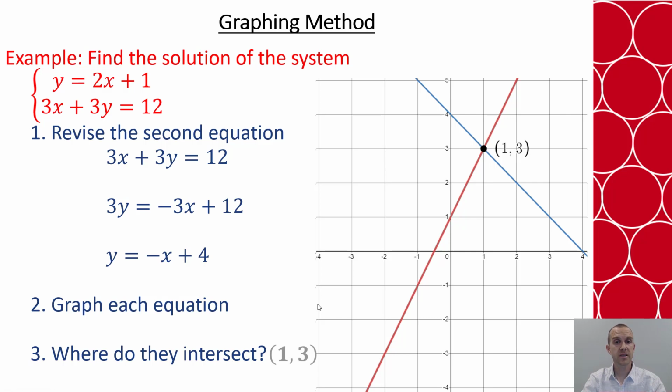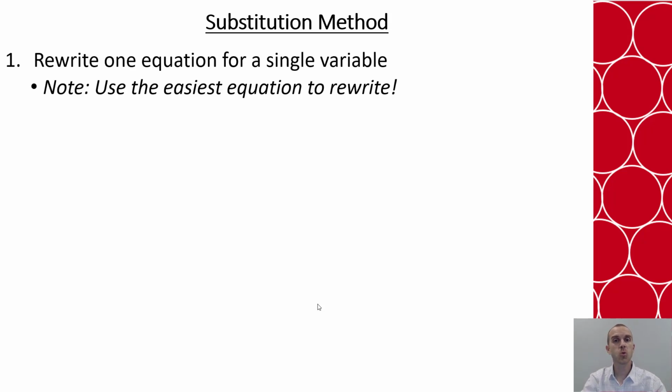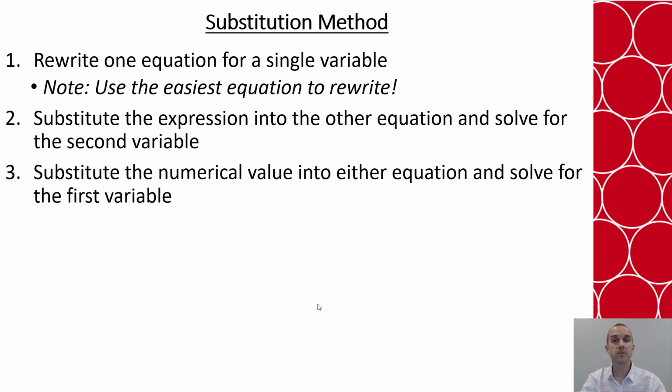Now we can use other methods as well. For example, let's look at substitution. With substitution, I'm going to take one of my equations and rewrite it for a single variable. Now you can use either equation and any of the variables. Just choose the one that is the easiest to simplify across. I take the expression that that variable is equal to and substitute it into the other equation to solve for the remaining variable. That numerical value can then be plugged back into either equation to find the value of the first variable. Let's look at an example.